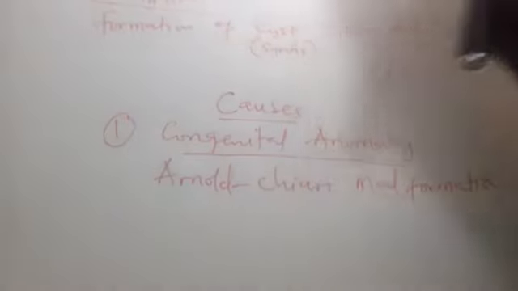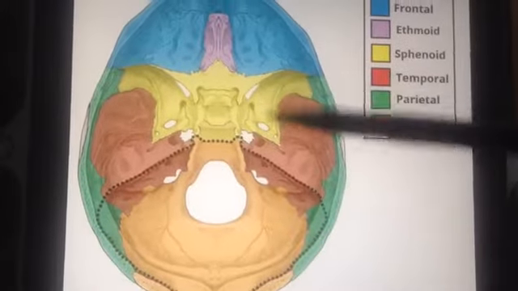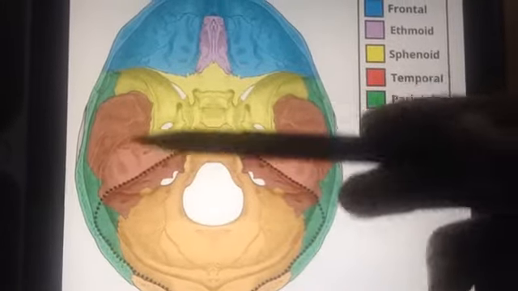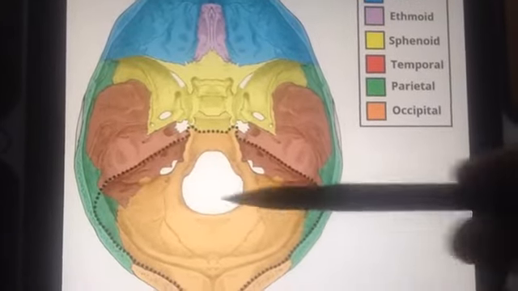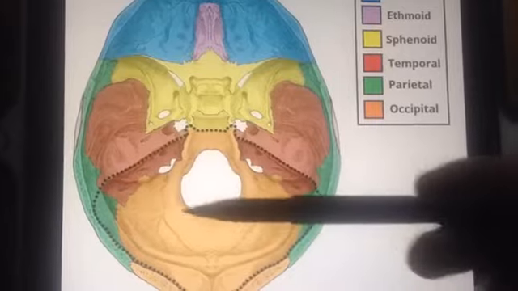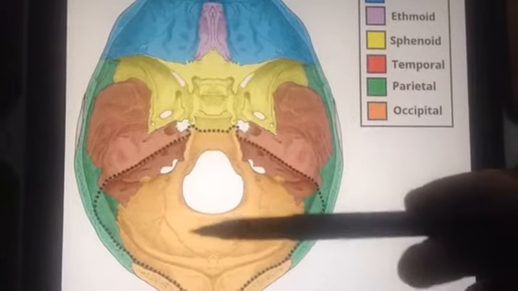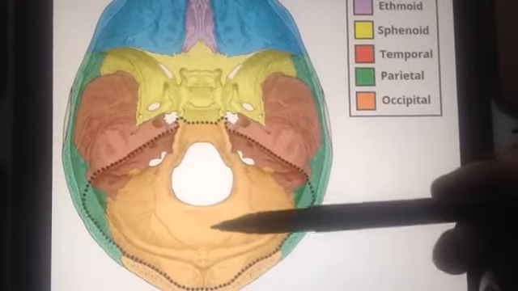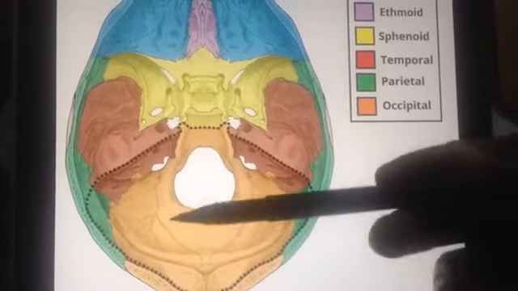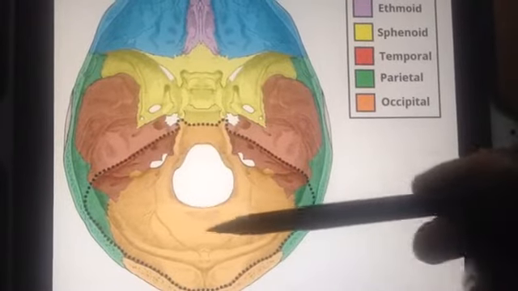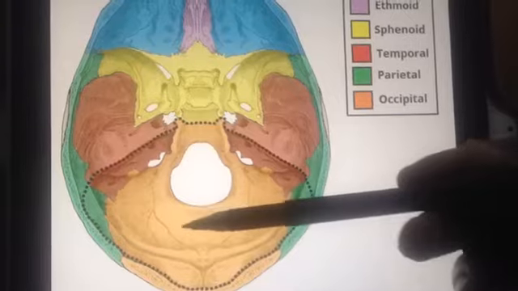Let us see the diagram. This is the cranial fossa. This is the sphenoid bone, frontal, and so on. This is the posterior fossa. In Arnold-Chiari malformation, the posterior fossa is underdeveloped, and we already know that the cerebellum sits in this fossa. When this fossa doesn't develop well, there is no room for the developing cerebellum.